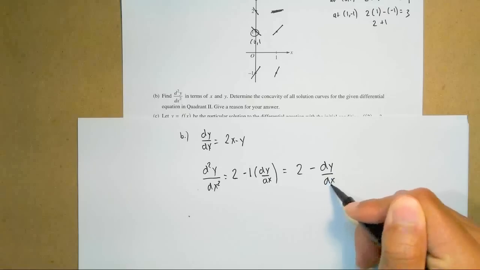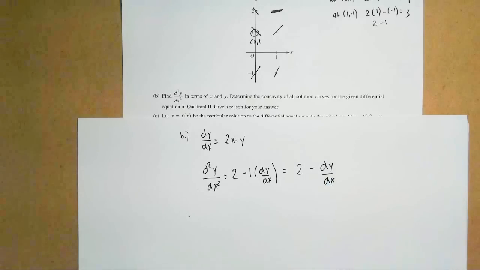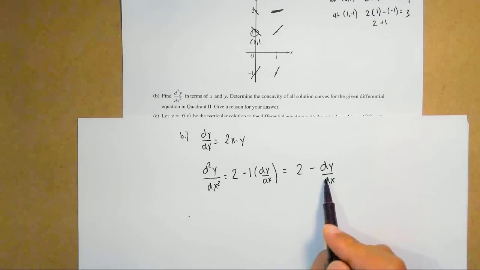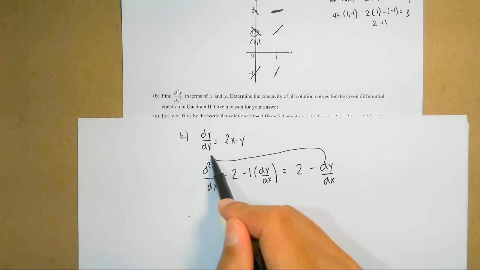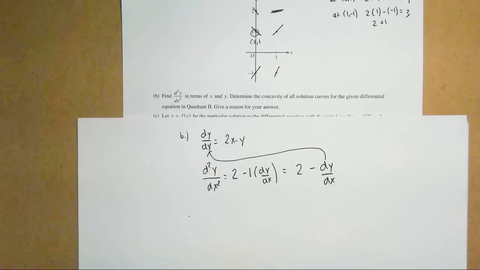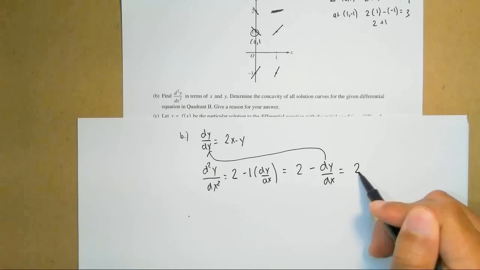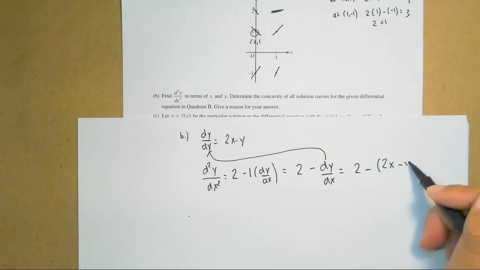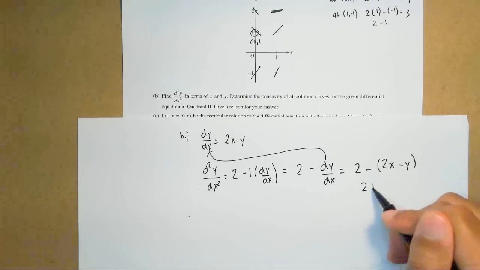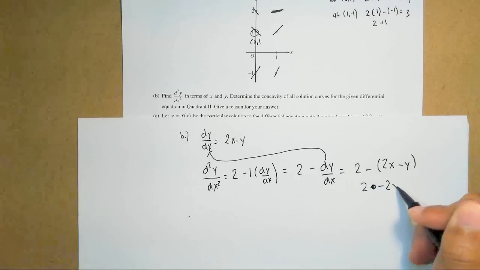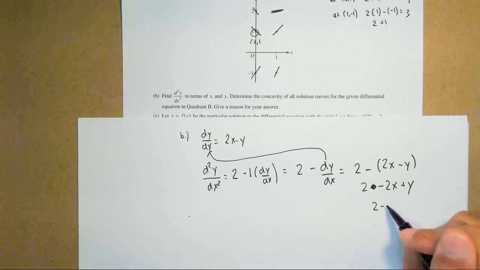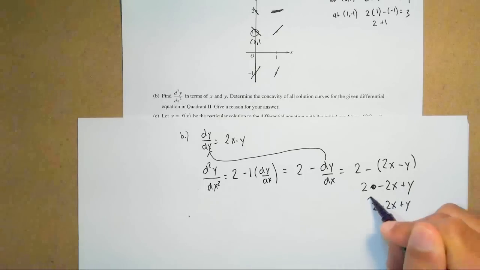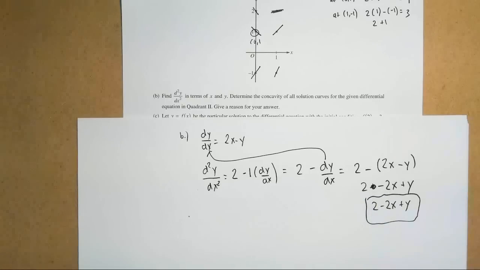Now, you will never be allowed to actually turn this answer in. It's not an acceptable answer. The reason why, we know what dy over dx is. What is it? Go back to the original equation. So every single time you have that, you have to plug it in. So 2 minus what dy over dx is equal to, which is 2x minus y. Distribute the negative, and you're going to get 2 minus 2x plus y. So let me write it again. 2 minus 2x plus y. And that right there is my second derivative. Okay? And being able to do that was 1 point.